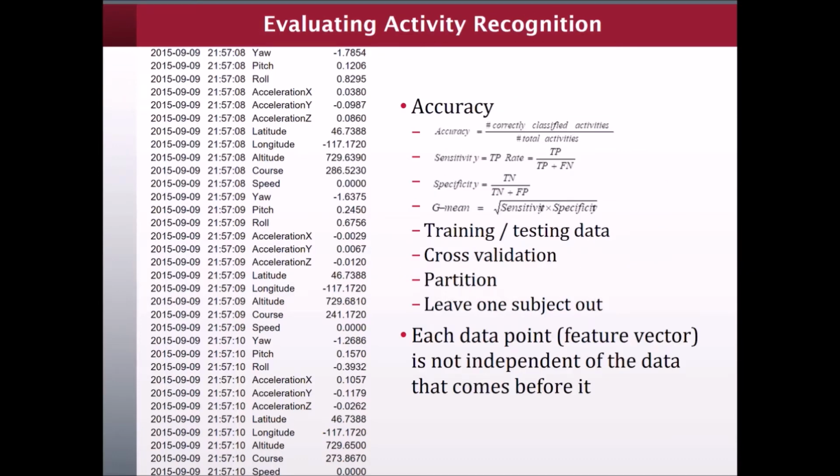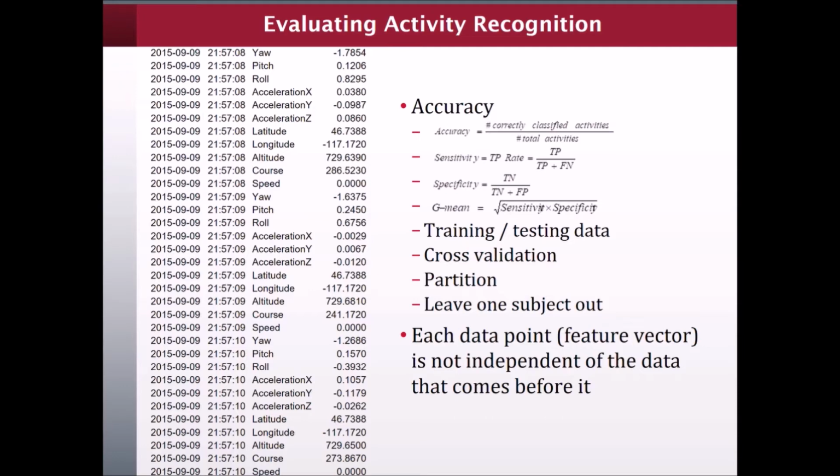Here are some possible measures that can be used to evaluate activity recognition. The one that I've been mentioning is accuracy. In this case, we would train a model on some of the data, leave some data out for testing, and on the testing data, accuracy would be evaluated as the number of data points that were correctly classified divided by the total number of data points that were labeled with an activity.